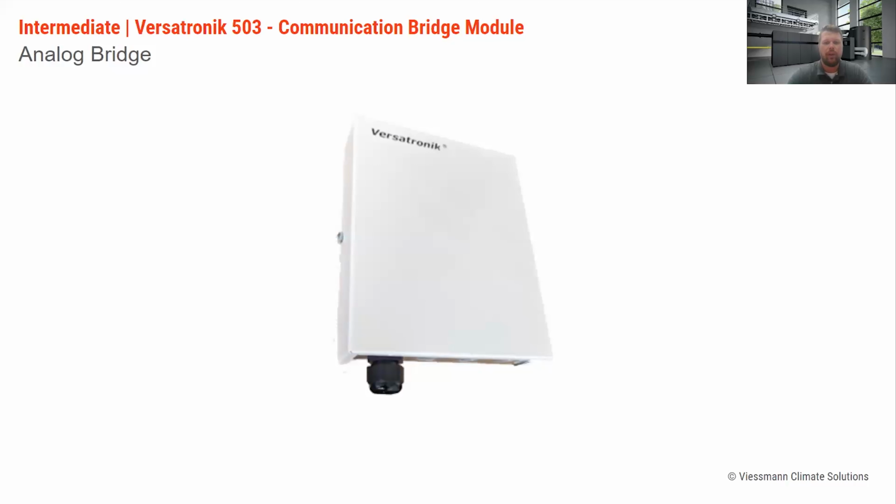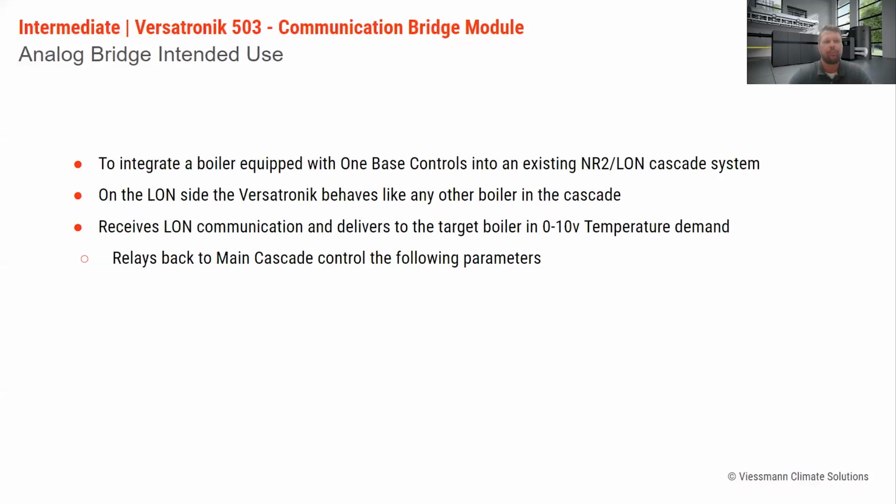So it is just a very small control, as you can see here, and we are going to wire this in to give us some more information on it. So the intended use of this analog bridge is to integrate a boiler equipped with our one base controls. That would be our E series boilers. So that new Viessmann 200E, the Vitocrossal CI2 also has the E series in it.